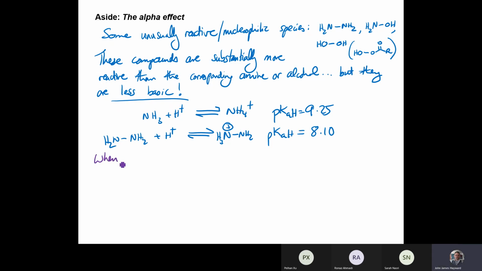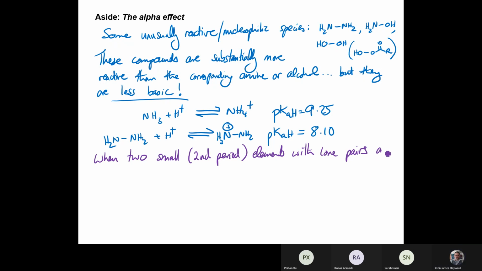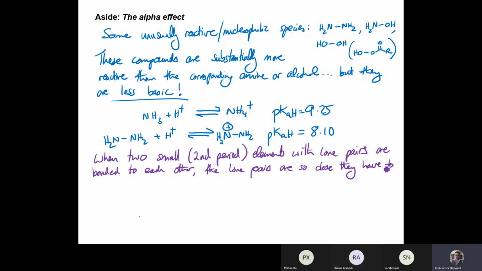So, when two small, which is to say second period, elements with lone pairs are bonded to each other, the lone pairs are so close they have to interact.